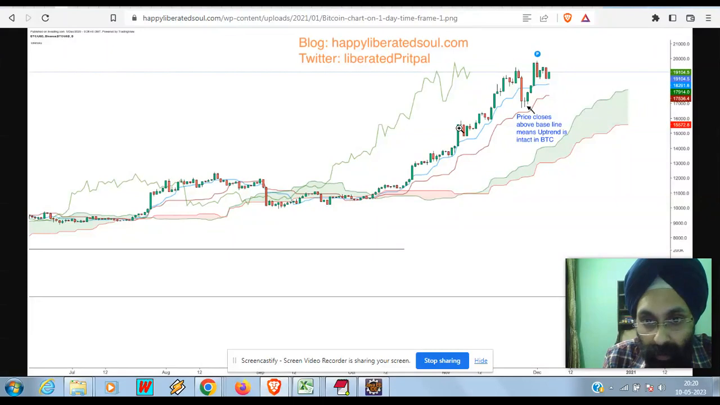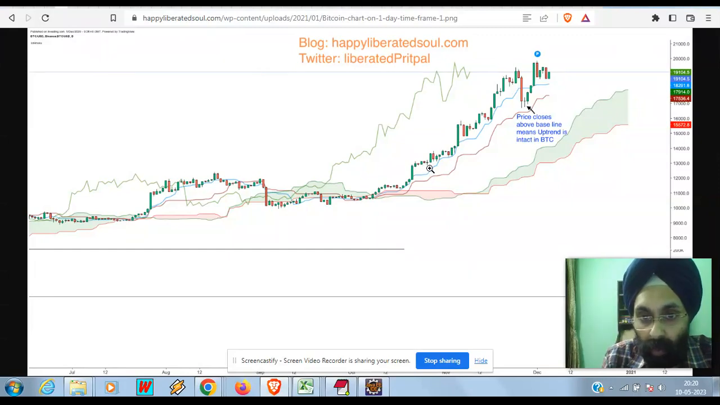Then we see a very long bullish green candle followed by a red candle. Here the price came down, but it never went below the Tenkan Sen, and it continued the uptrend. If we ignore the Ichimoku cloud for some time, you can clearly see that the Bitcoin chart is making higher highs and higher lows. This was one high, and then this was another high. This high is higher than this high, and this high is higher than this high. So it is making higher highs.